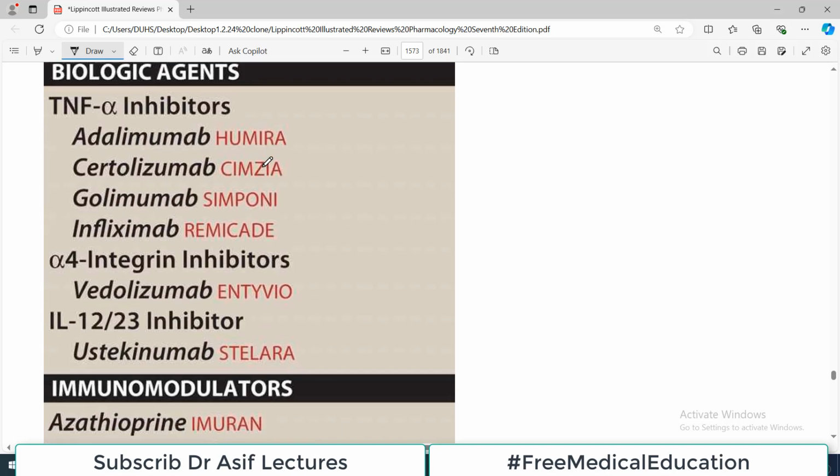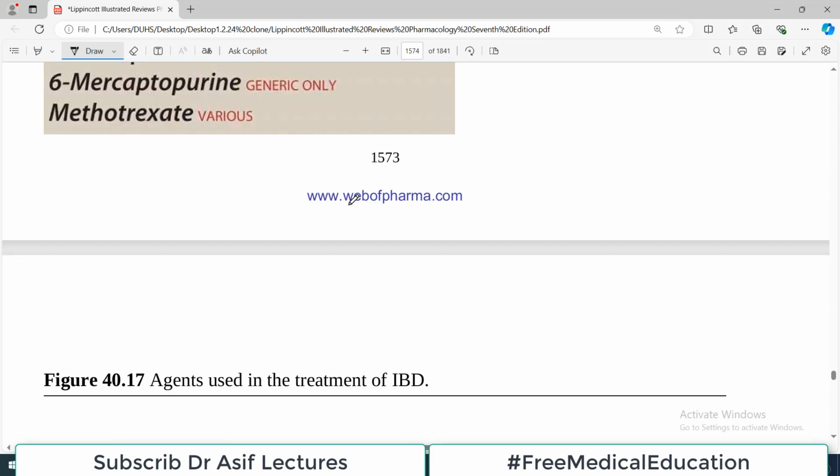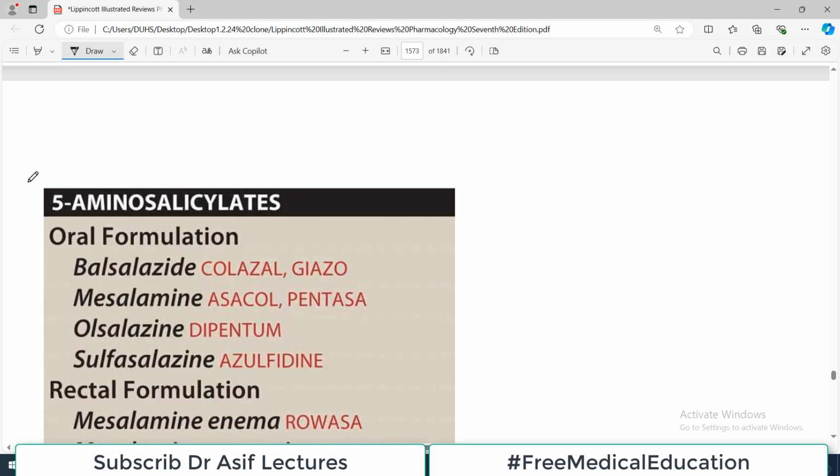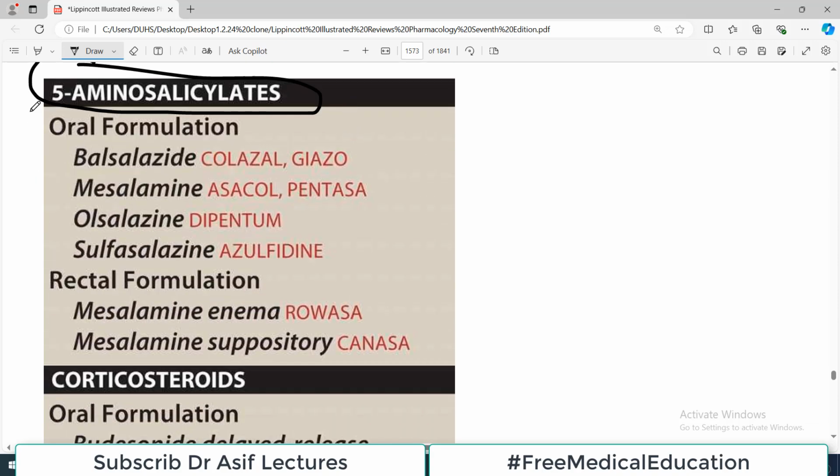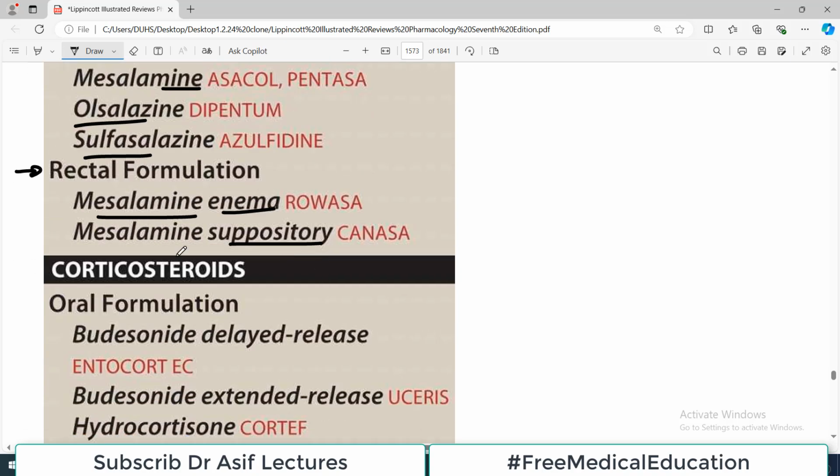Now, this table, as you know, Lippincott always summarizes things and then explains the things. So we will start discussion on each one of them, but that is a good table. There is one category which is called amino salicylates, 5-aminosalicylates. They are present in oral formulation as well as in rectal formulation. So the oral formulations commonly used are balsalazide, mesalamine, very commonly used, olsalazine, sulfasalazine, also very commonly used, and there are some brand names as well. And then there are some rectal formulations which are mesalamine, same as mesalamine here, but this is in enema form, mesalamine suppository form. Okay, then we also use corticosteroids.